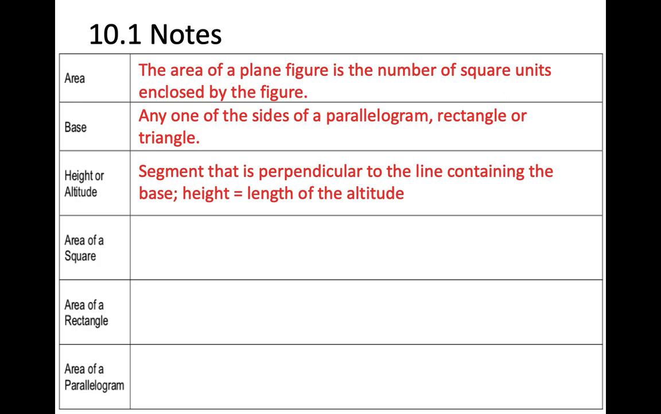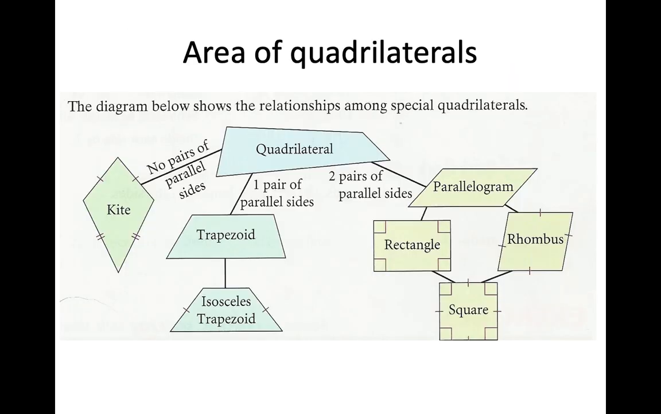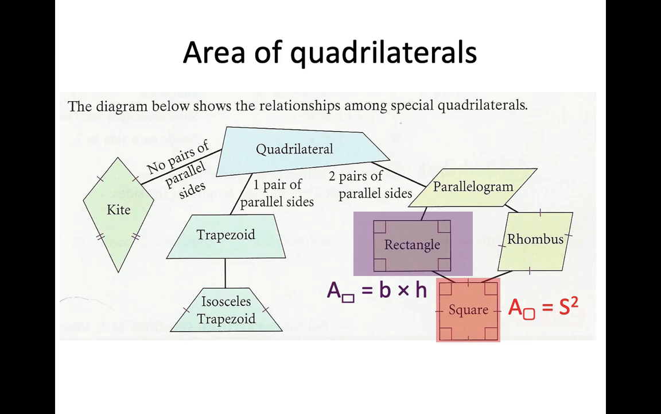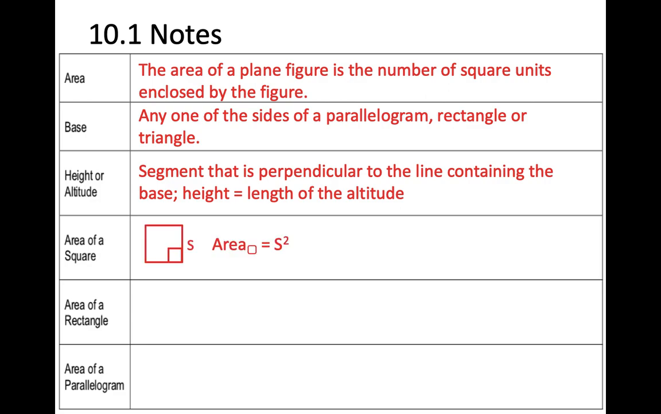So now let's come up with some formulas for area. Here are the common quadrilaterals that you've seen before. The first one we're going to start with is a square. And the area of a square is simply one of the sides of the square squared. Hence the term squared to begin with. A rectangle, as I'm sure you know, the area is the base times the height. So we can put both of those in our notes to start. So the area of a square is equal to a side squared, and the area of a rectangle is equal to base times the height.